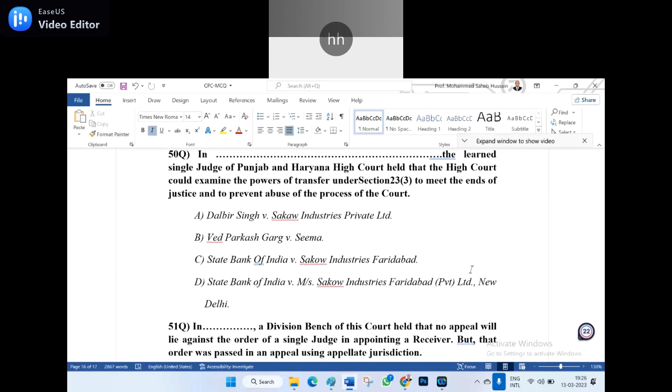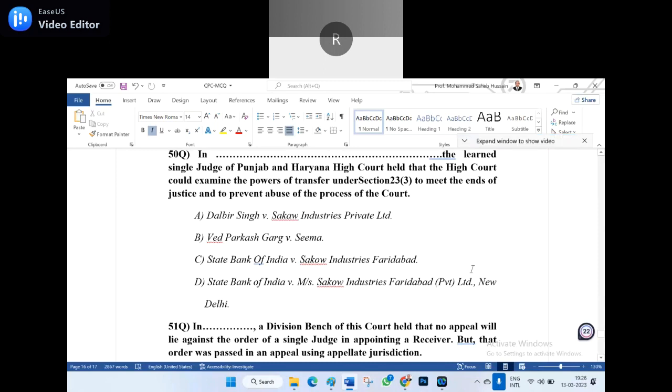See, only 3 choices are there. I repeated. Sir, B, I think, sir. Ved Prakash Garg. No. Option C, sir. Either you say C or D, doesn't matter.